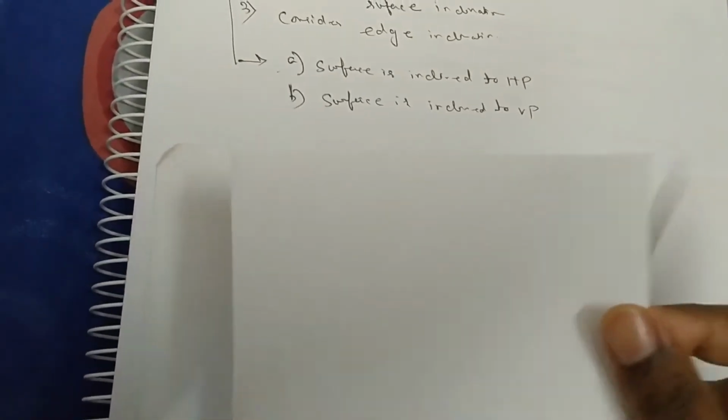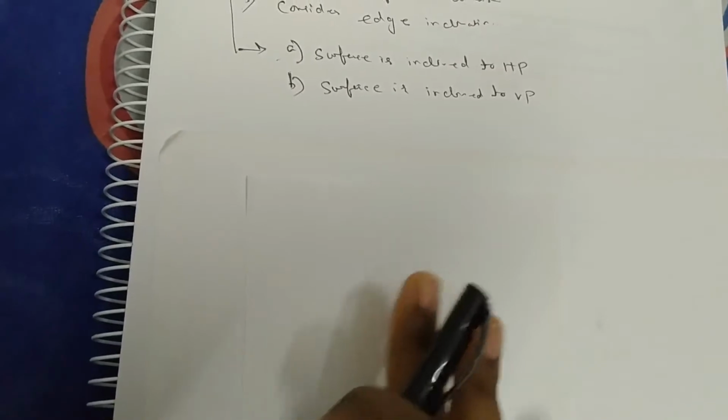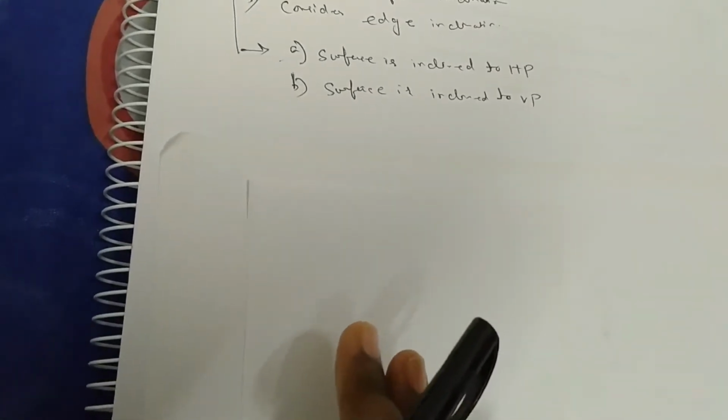If the surface is inclined to HP, that is, making angle theta with the HP plane, then the assumption will be that the plane with this surface will be resting on HP, just like that, in such a way that the true shape of the surface is seen from the top.